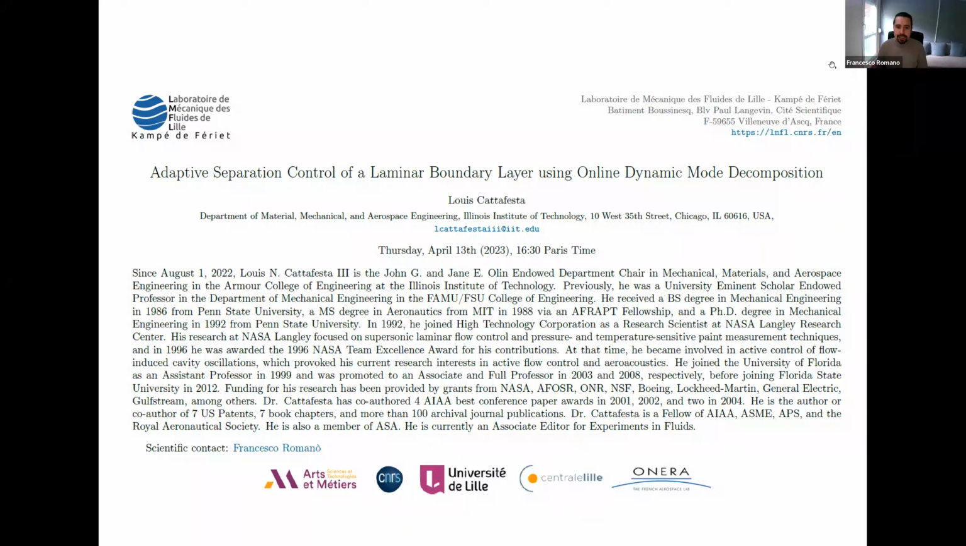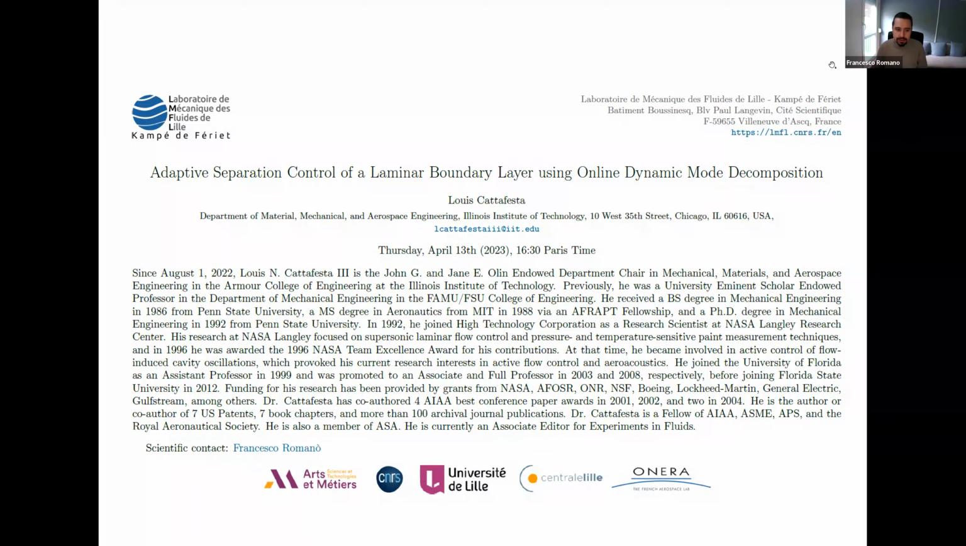The speaker of today is Cattafesta, and he's going to talk about adaptive separation control of a laminar boundary layer using online dynamic mode decomposition. So as usual, I introduce the speaker very briefly, and then I leave him the floor.